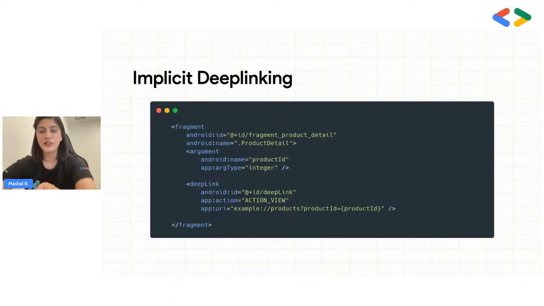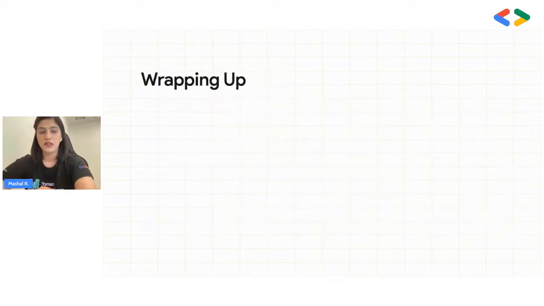It's important to note over here that we have an argument of type integer, named product ID. Nav component would automatically map the product ID received as part of the URI with the argument, so long as both of them have the same name. That's about it. Let's wrap up.